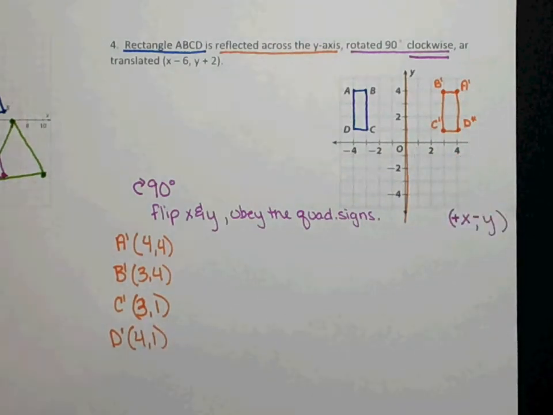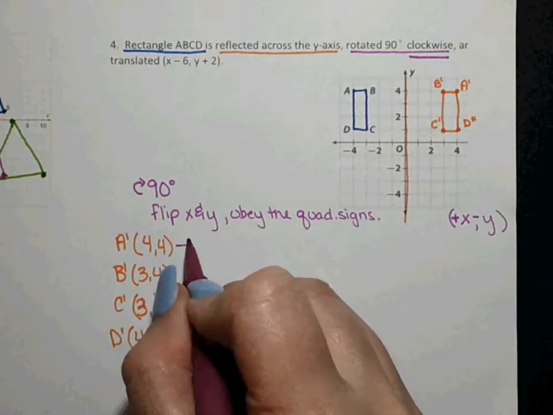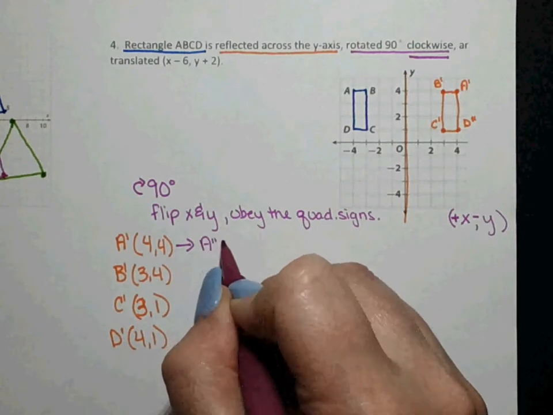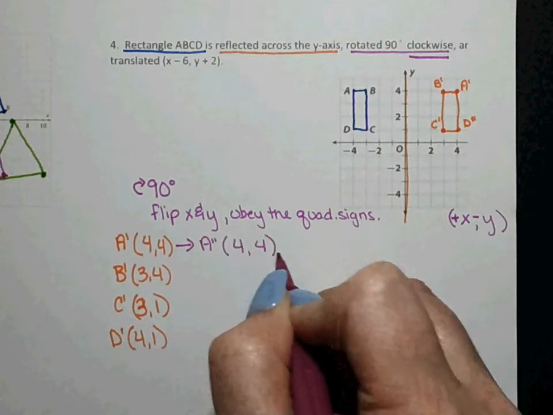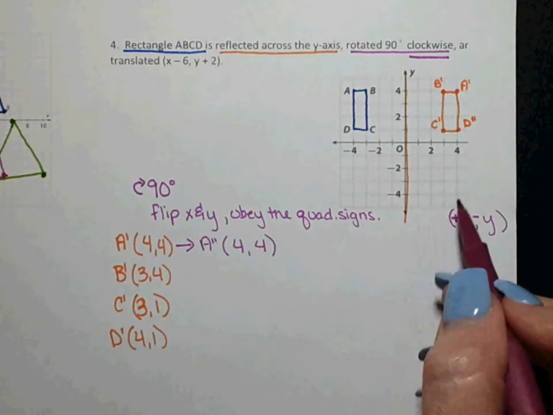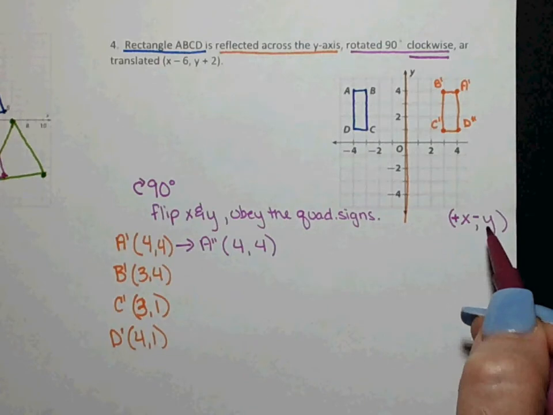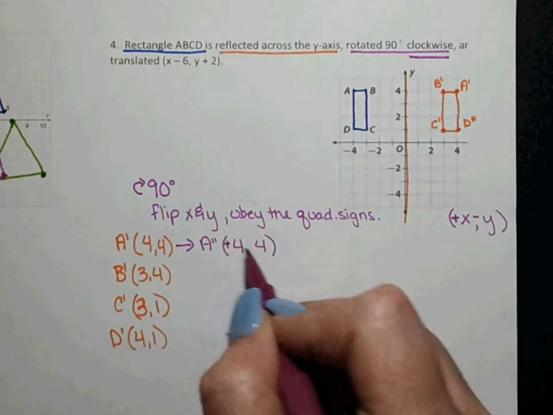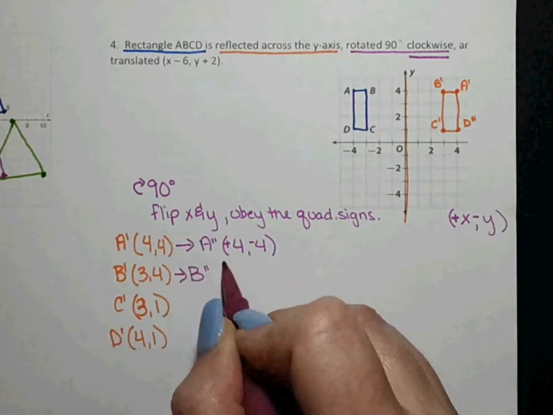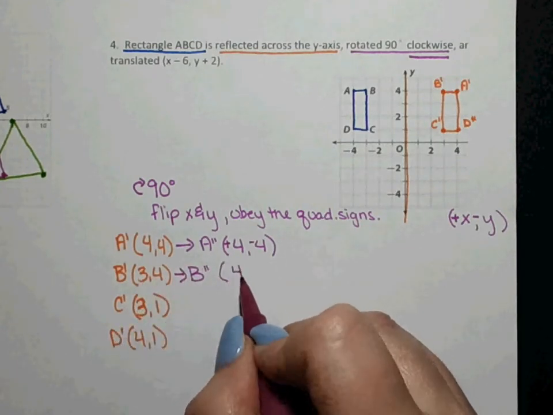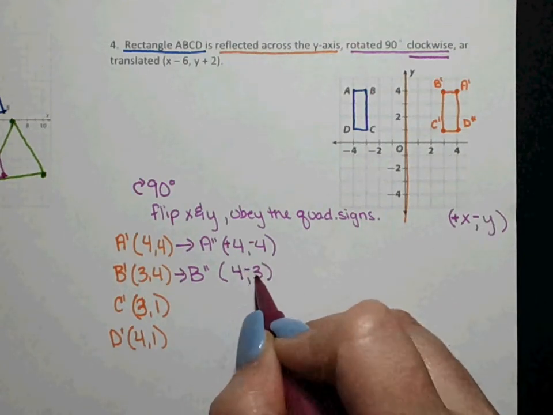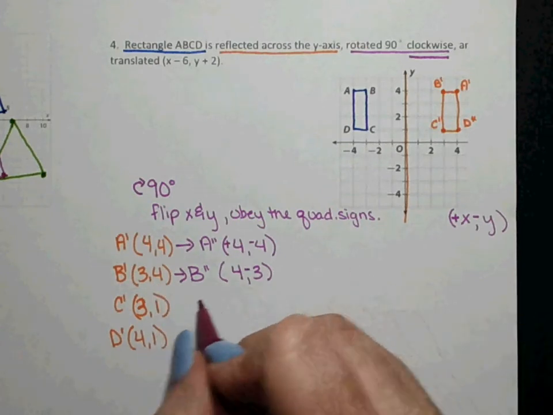Alright, so that rotation, we're going to flip the x and the y. So flipping the x and the y, this first example, they are the same numbers, so you can't tell. But we're going to obey the quadrant sign. So in this quadrant, my x values are positive, my y values are negative. So this guy's going to be a positive, and this guy's going to be negative. Alright, next one, B double prime. We're going to flip that x and y. And we want to make sure that our y changes sign. So since it was positive, now it's going to be negative.